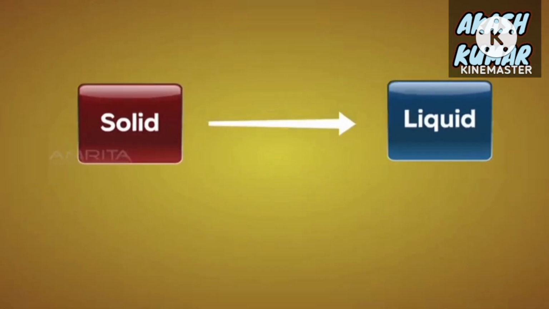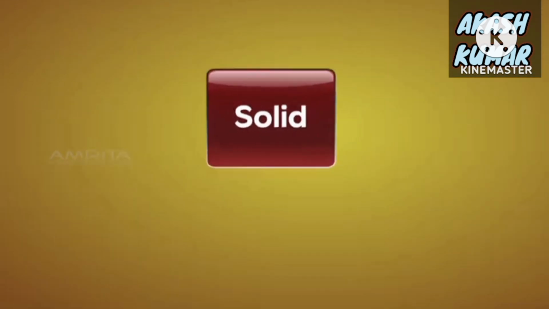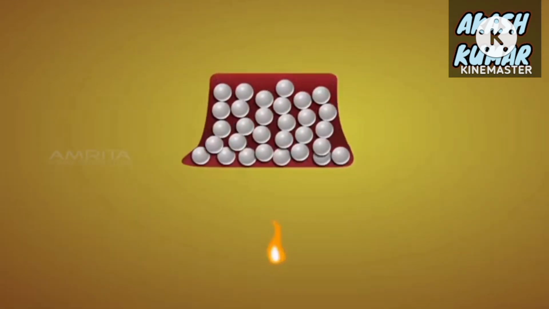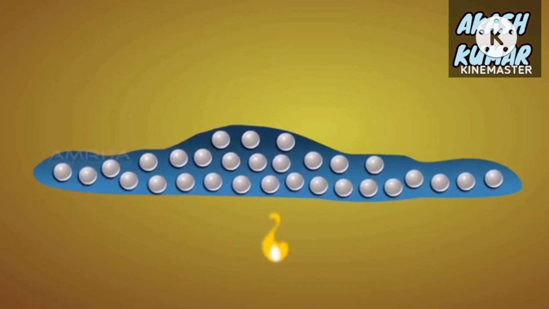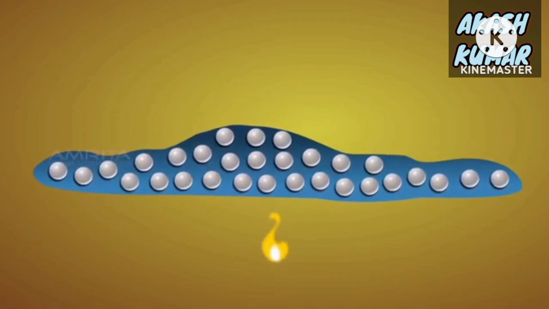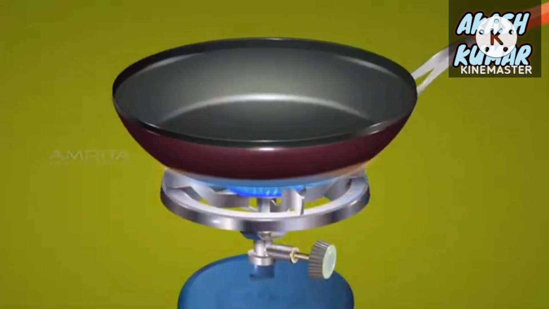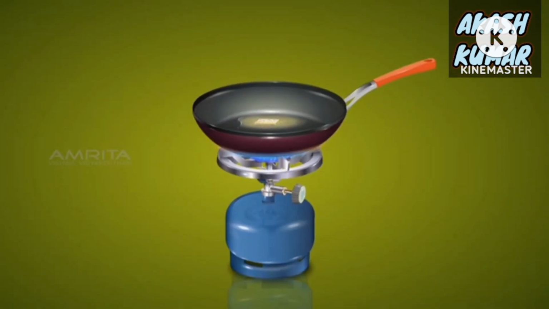A solid changes its state to liquid by melting. Upon heating solids, the space between the particles increases and the particles move freely to form liquid. When a piece of butter is placed on a frying pan and heated, the piece of butter slowly loses its shape and changes to liquid.